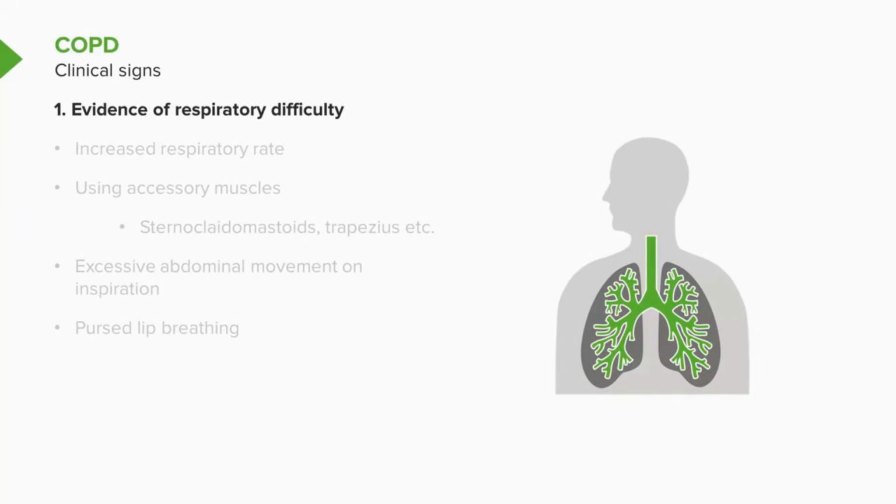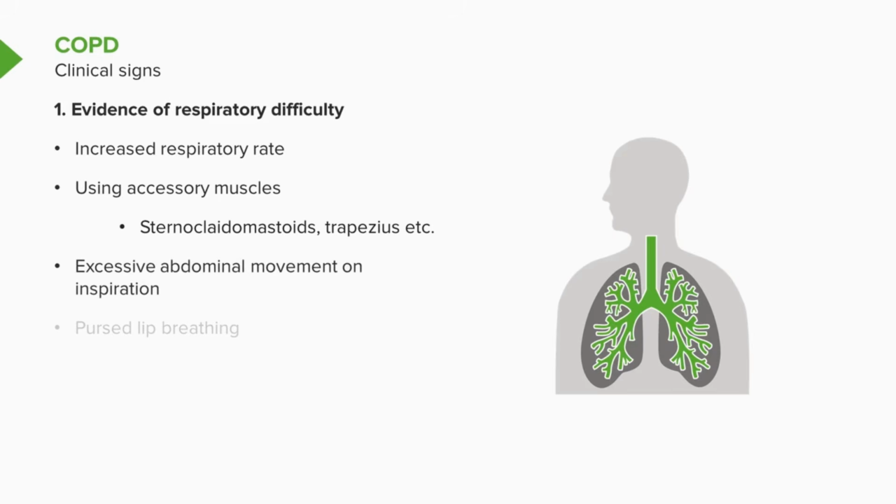What are the clinical signs of COPD? Well, with mild disease, in fact, there'd be very little to find when you examine the patient. But with more moderate, more severe disease, it may be evident that they have respiratory difficulty. They may be breathless, moving around the examination room. They may have an increased respiratory rate at rest. They may have to use their accessory muscles to breathe, and there might be excessive abdominal movement. And patients with more severe disease and exacerbations could show pursed lip breathing.